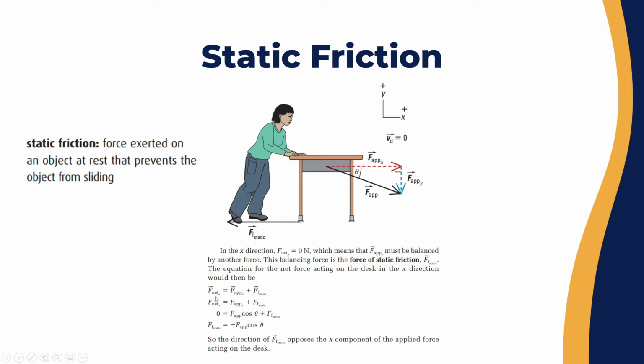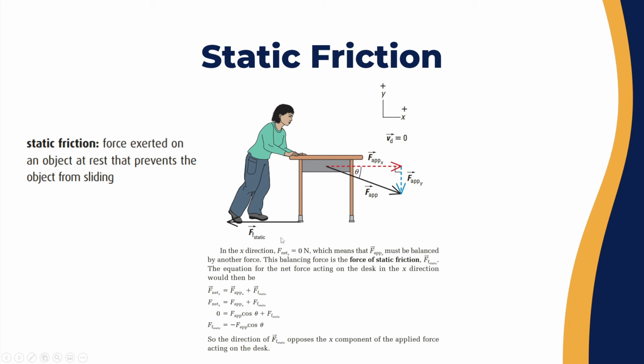So the F net in the x direction equals the applied force in the x direction plus the static force in the x direction. We know that the net force in the x direction is 0 because the table didn't move anywhere. The applied force in the x direction is F applied cosine theta to get the x component, plus the F static going in the left direction on the x-axis.